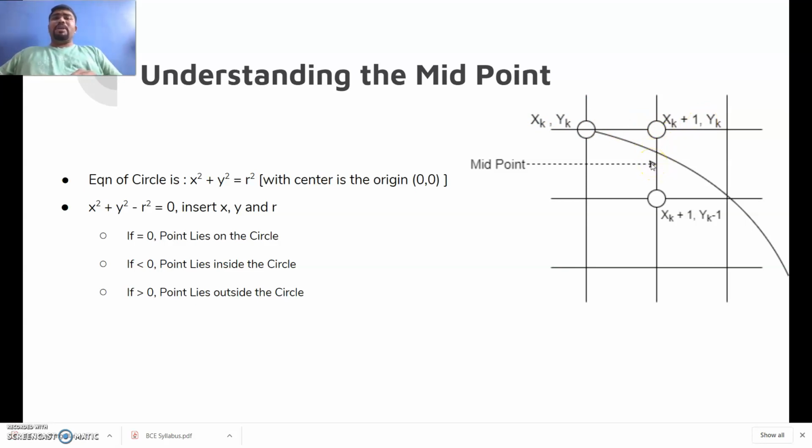But what happens if the midpoint lies outside the circle? It means that if the midpoint lies outside the circle, then the circumference is closer to the below point. In that case, obviously the x value will change.